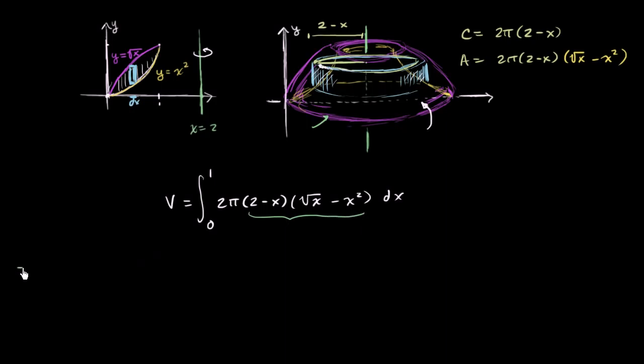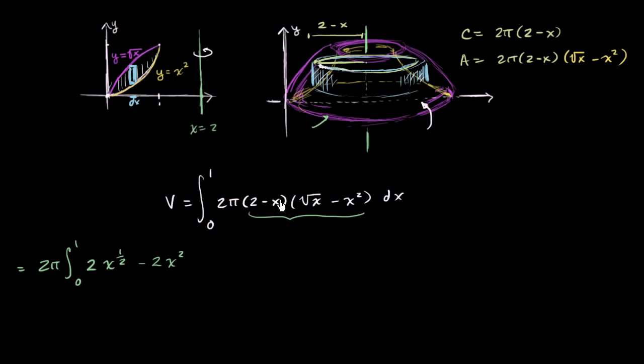So this is going to be equal to, I'll take the 2 pi out of the integral, 2 pi times the integral from 0 to 1. 2 times square root of x, I'll write it as 2x to the 1/2. It'll make it a little bit easier to take the antiderivative conceptually, or at least in our brain. So 2 times square root of x is 2x to the 1/2. 2 times negative x squared is negative 2x squared.